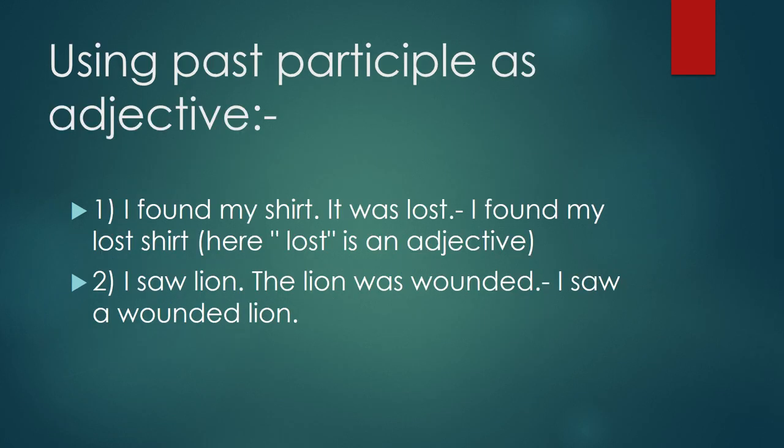Using past participle as adjective. I found my shirt. It was lost. So here, lost is an adjective, right? I found my lost shirt. You can make this sentence like this. I saw a lion. The lion was wounded. So here, you can combine these two simple sentences together to make it one. I saw a wounded lion.